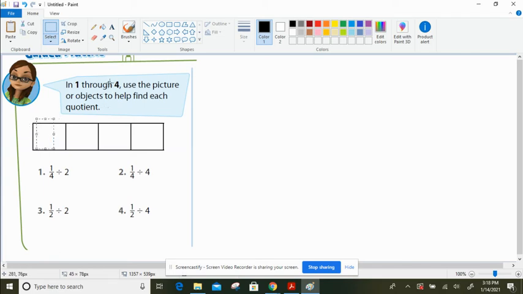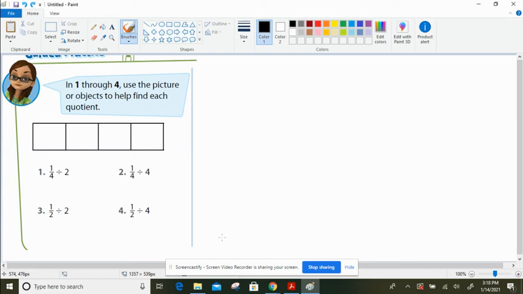So 1/4 would be like this section here, or it could be any of the 4 sections, but it's only one of the 4 sections. And we would divide it into 2 pieces.